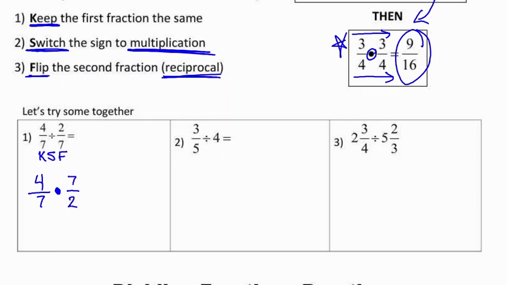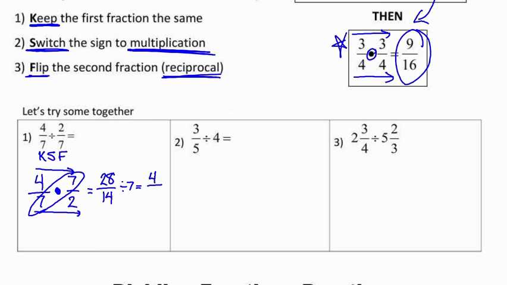Now, like I said before, if you like that cross simplification, you could do that here, but if not, just multiply like normal. 4 times 7 is 28, 7 times 2 is 14. Now I can see that there's 7s here on the diagonal, and if you were cross simplifying, you saw that. That means I can divide this whole thing by 7. 28 divided by 7 would be 4.